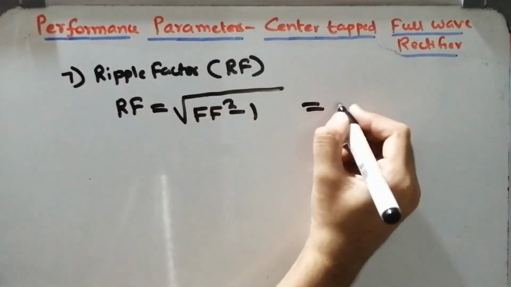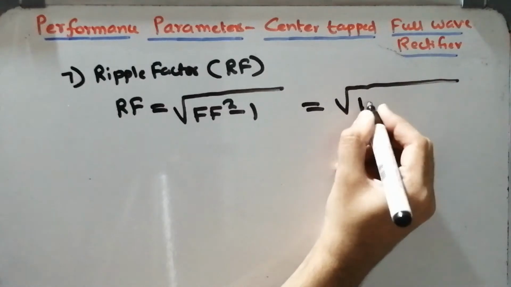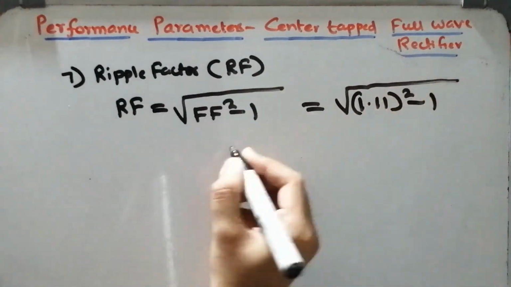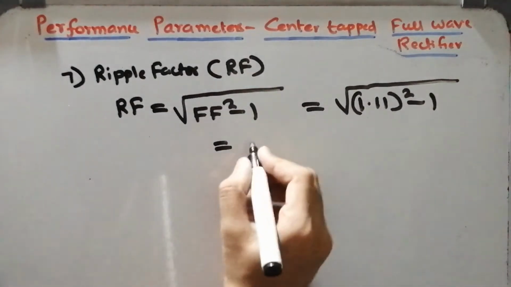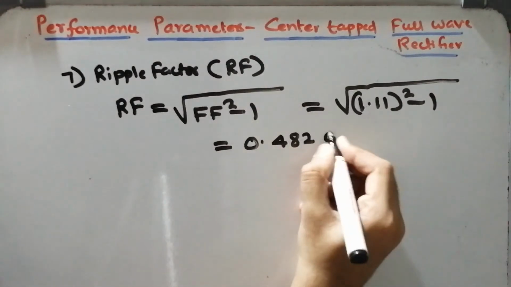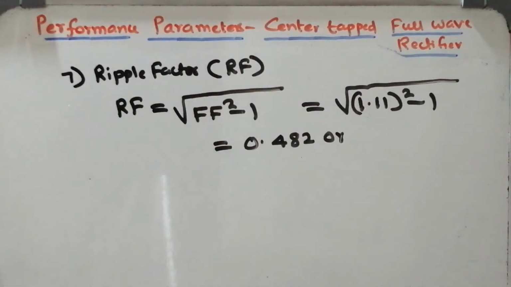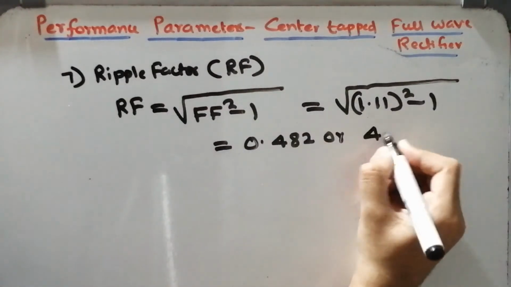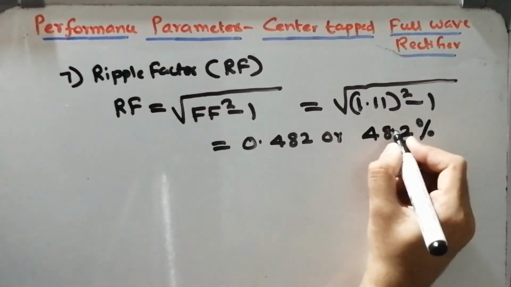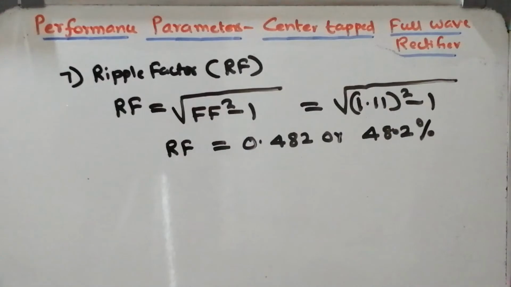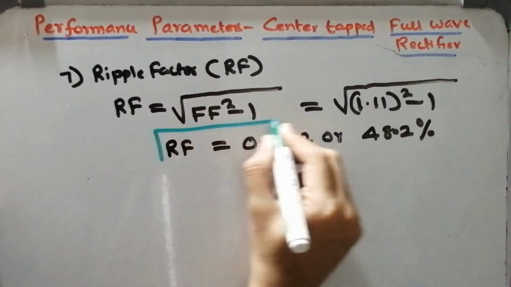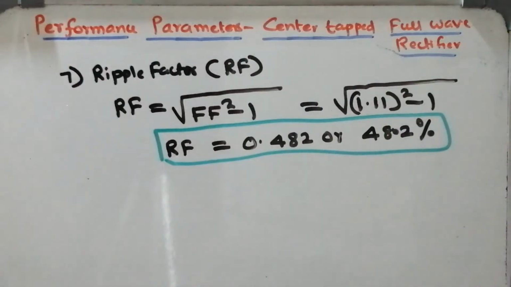What is the form factor? We already calculated it: the form factor is 1.11, so the square root of 1.11 the whole square minus 1. Please calculate using a calculator. What is the value of the ripple factor? I am getting 0.482. To express it as a percentage, multiply by 100, so 48.2 percent. So RF is 0.482, or 48.2 percent. This is called the ripple factor. This is also very important.